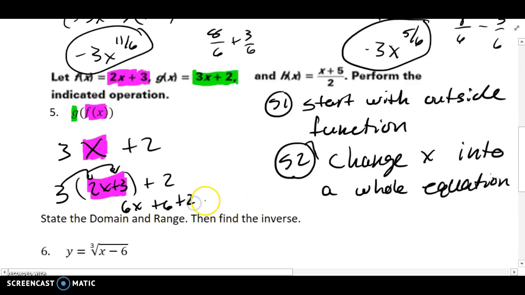Okay, and then we're going to distribute. So we get 6x plus 6 plus 2, and that's going to give me 6x plus 8. And so if this was like a multiple choice question, they would write this. This is how they would write the answer.